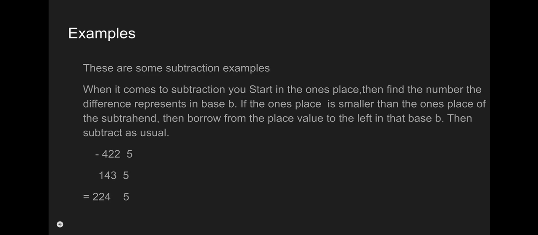Then continue subtracting. So here we have 2 minus 3, which obviously you can't do, so you're going to end up borrowing from the fives place. 2 minus 3 is 0, so 5 minus 1, 4. That's the answer there. Then you have 1 minus 4, so you borrow again. Then you end up with 5 minus 3, so it's going to end up in 2 again. And then you're going to end up with 3 minus 1, which ends up being 2, so you end up with 224 in base 5.